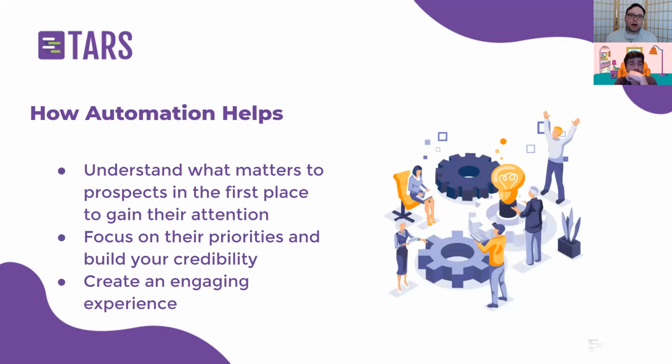On the flip side of that, how automation can help is we are going to talk about how to understand what matters to the prospect and then use automation in ways to leverage that. Additionally, how to focus on their priorities and build that credibility through those email outreach campaigns. And then, of course, creating an engaging experience. That's where we're going to talk about where conversational tech comes into play on that post-click experience for them.